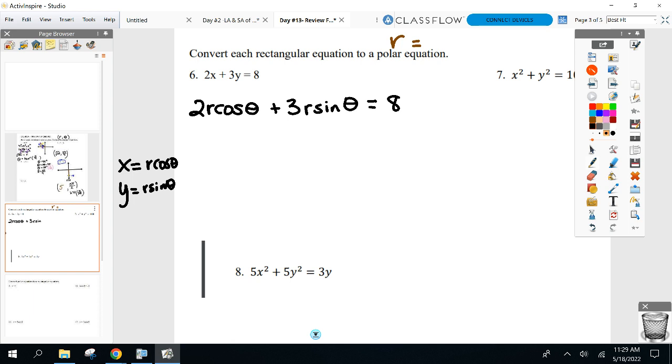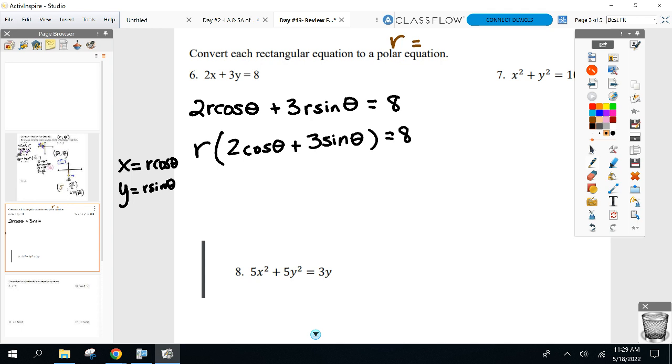Oh, this is what we did yesterday, right? They have R's on both sides, correct? Do they both have an R in them? Yeah. Okay, take it out. See how you had 2 R's and now you have 1. Perfect. When you take an R from the first one, what's left? 2 cosine theta. Take an R from the next one, you end up with 3 sine theta.